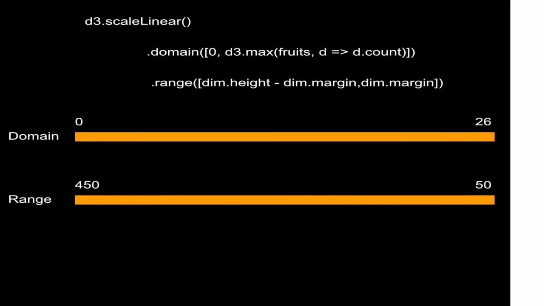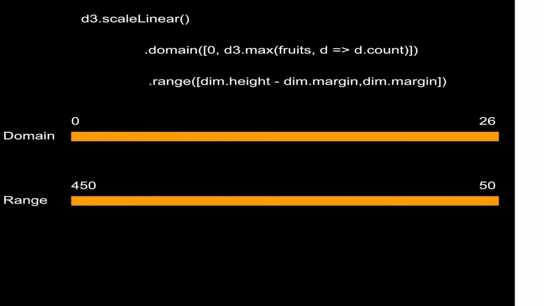To really drive this point home, our d3.scaleLinear has a domain going from 0 to the max value, which in this case is 26. What that means is if we pass in 0 to scaleY, we're going to get 450, because that's how we defined the range, going from dim.height, which is 500 in our SVG element, minus dim.margin, which is 50. So our range is going from 450 to 50. And if we pass in a value of 26 to scaleY, we're going to get 50.